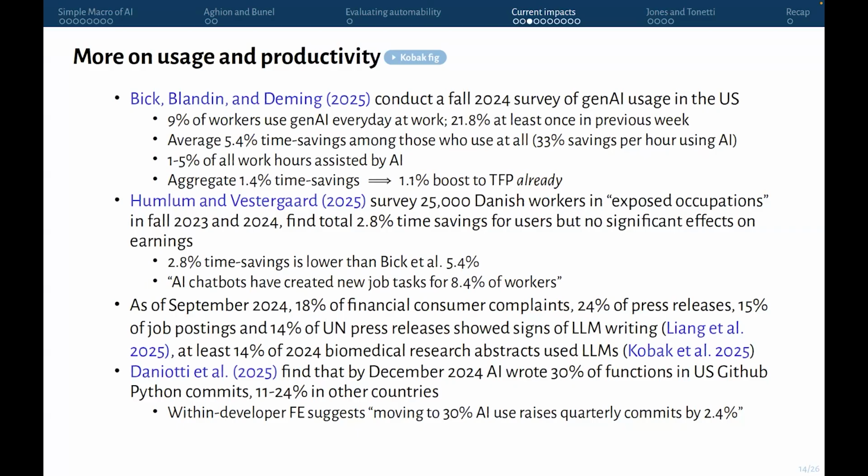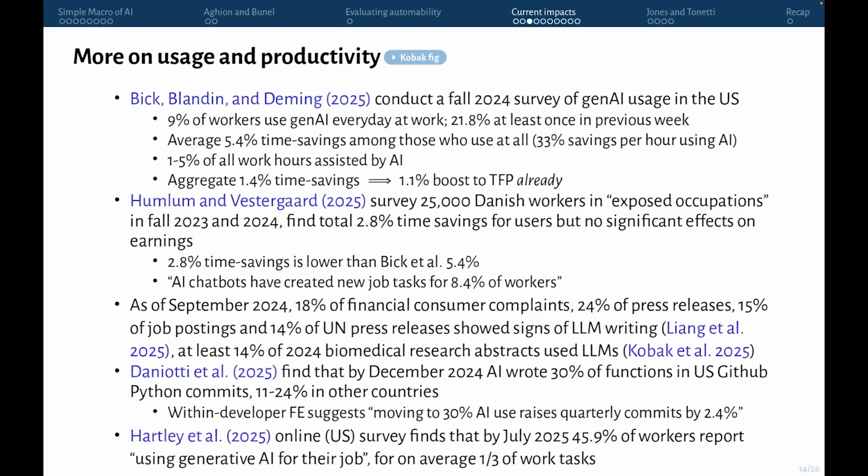And then finally, there's this Hartley et al. survey, which is very similar to the Bick, Blandin, and Deming survey. In some cases they use the exact same questions, but theirs is more recent. Their data goes to as recently as July, like a month ago. And they find that 46% of workers report using generative AI for their job for, on average, a third of their work tasks. That's a lot of usage. Just something to be aware of.